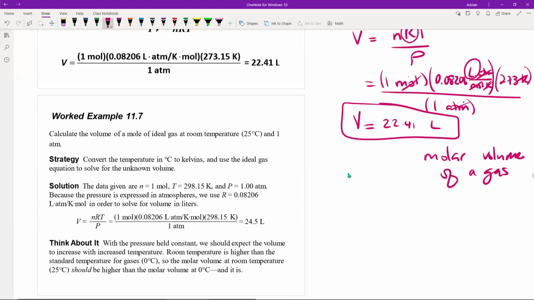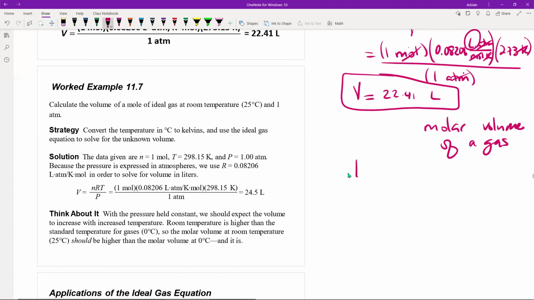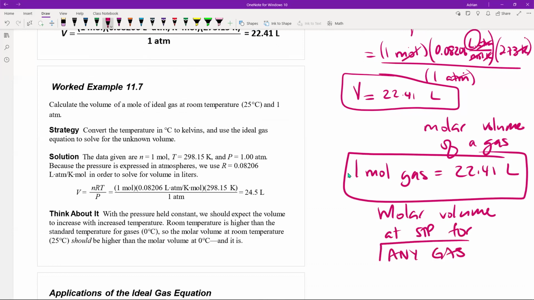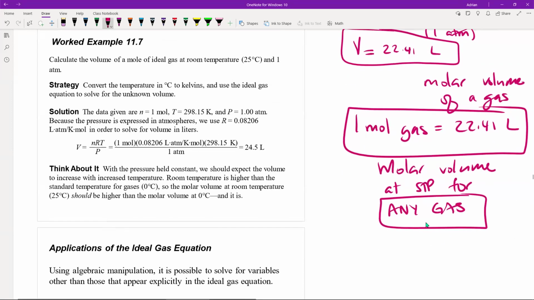And we can use that as a conversion factor. We can say 1 mole of any gas is equal to 22.41 liters. And the thing about this relationship, that's our molar volume, is that it holds true at STP conditions for any gas there is, which actually tells you the identity of the gas is going to be irrelevant. All that matters is that you have a mole of it and you have that sample in the gas phase.